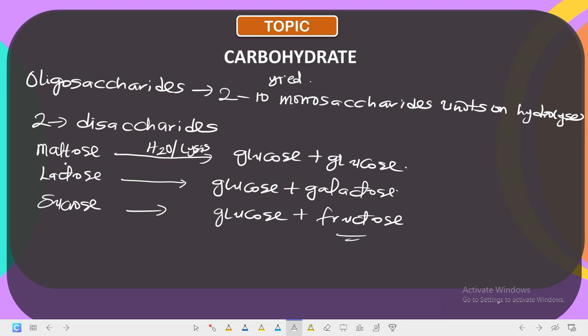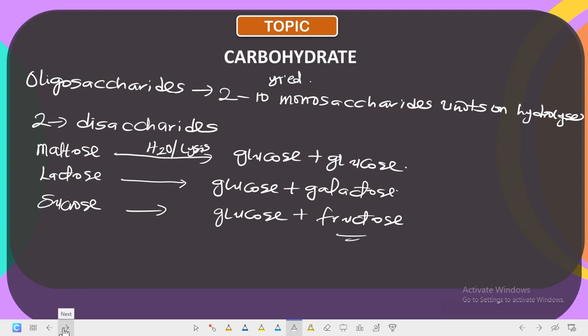So, maltose, when it hydrolyzes, gives glucose plus glucose. When lactose hydrolyzes, it gives glucose plus galactose. And when sucrose hydrolyzes, it gives glucose plus fructose. So that is that for the disaccharides. Is that understood? That is that for the classification of the disaccharides. We are going to look at them in detail later on.